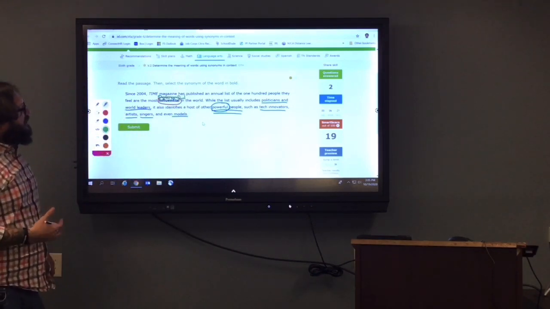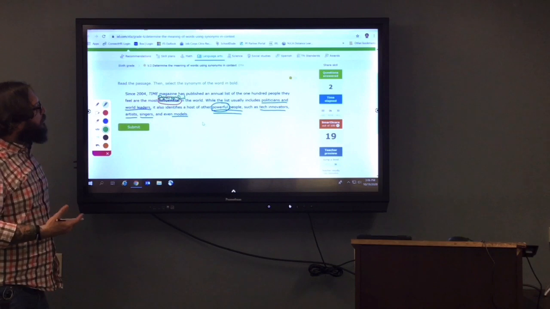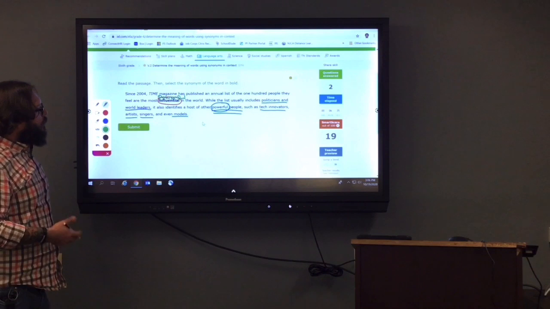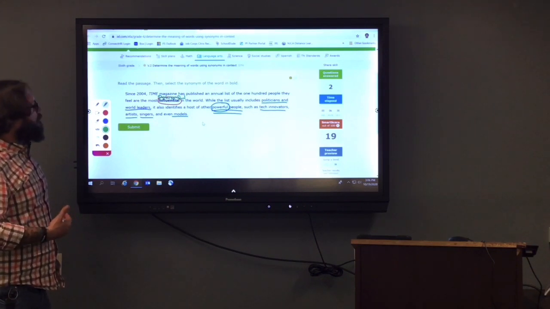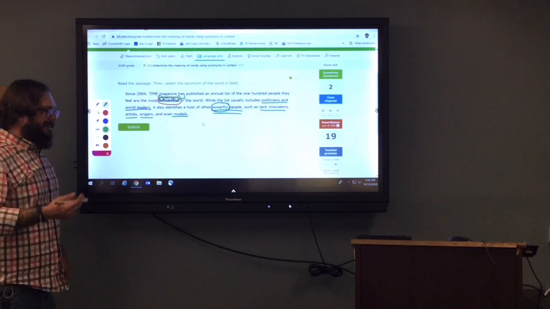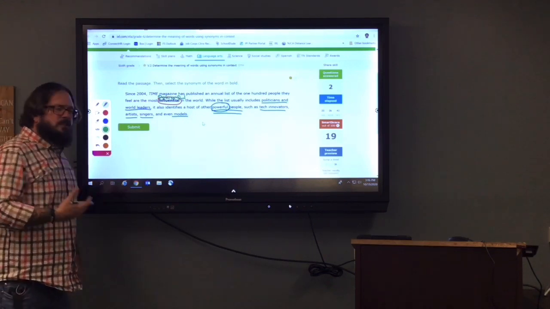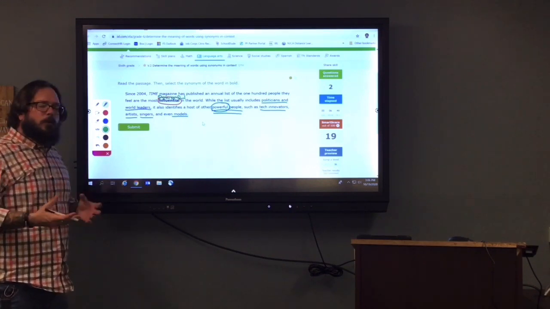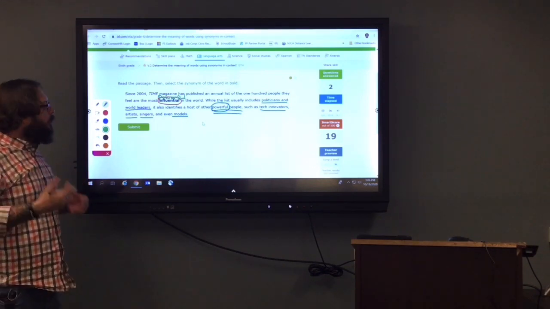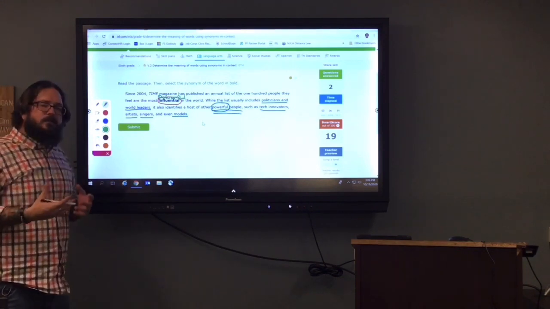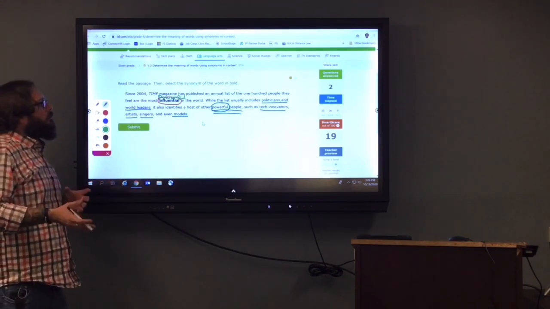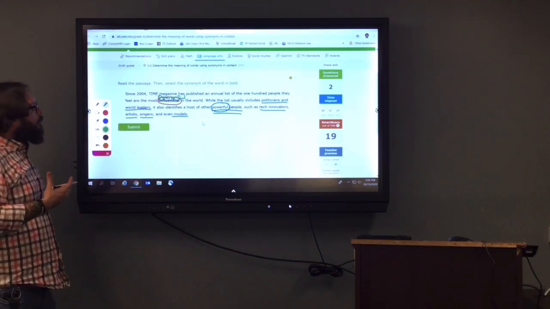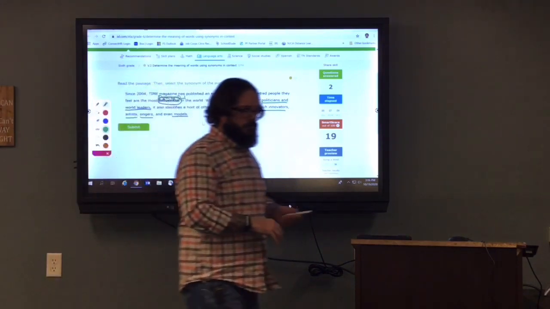So it says Time magazine has published an annual list of the 100 people they feel are the most powerful in the world. While the list usually includes politicians, world leaders, and so on, again, does the sentence make sense and maintain the context? Yes, taking the word influential and replacing it with the word powerful still tells us what the author is trying to get across in this case. So powerful is a synonym of influential.